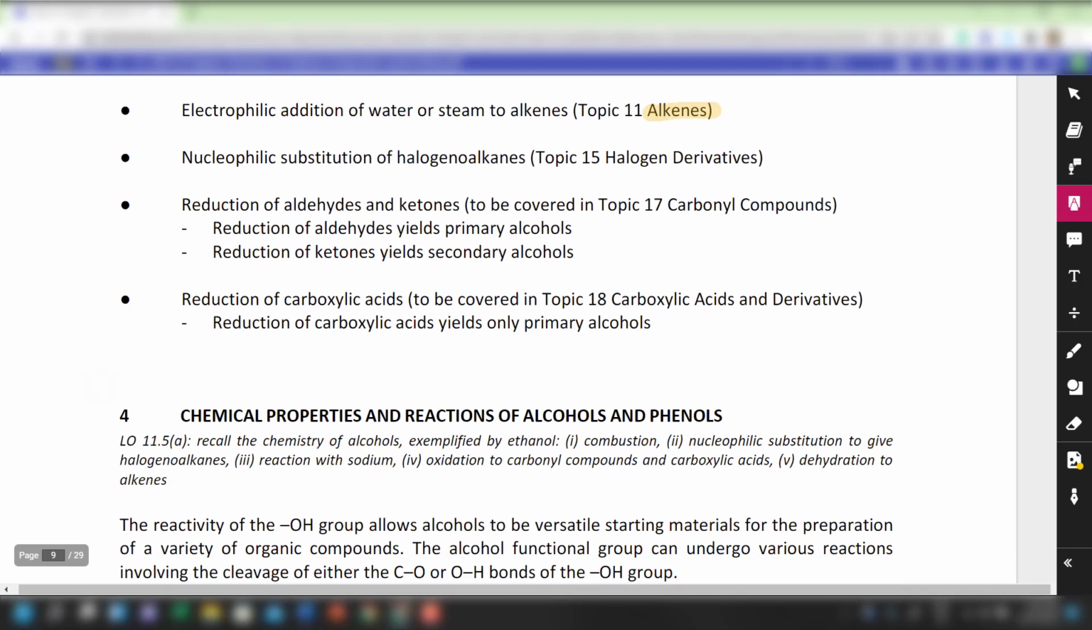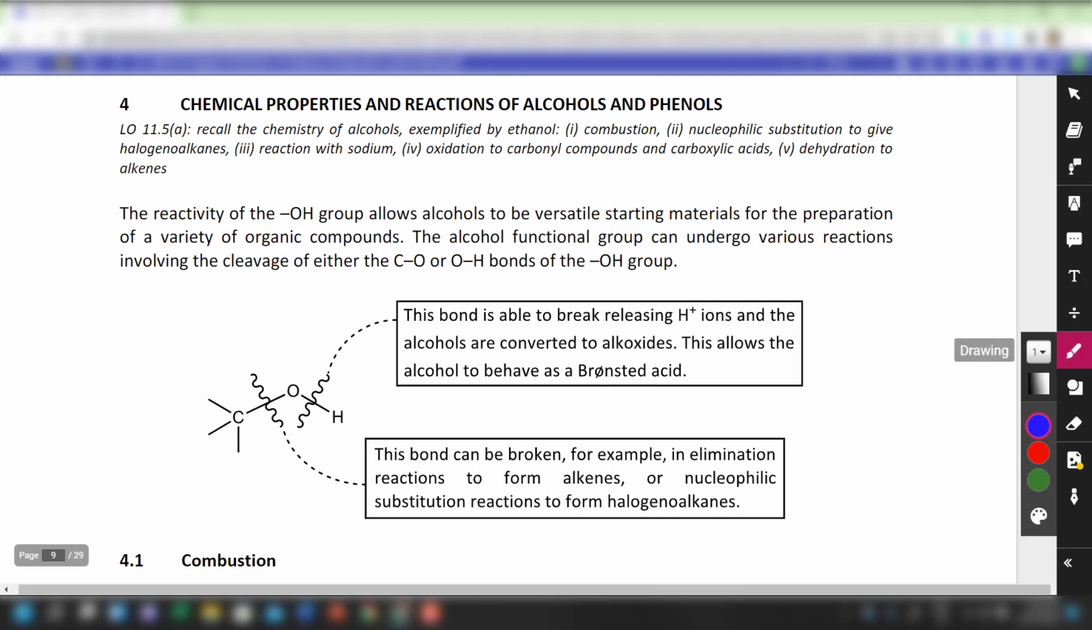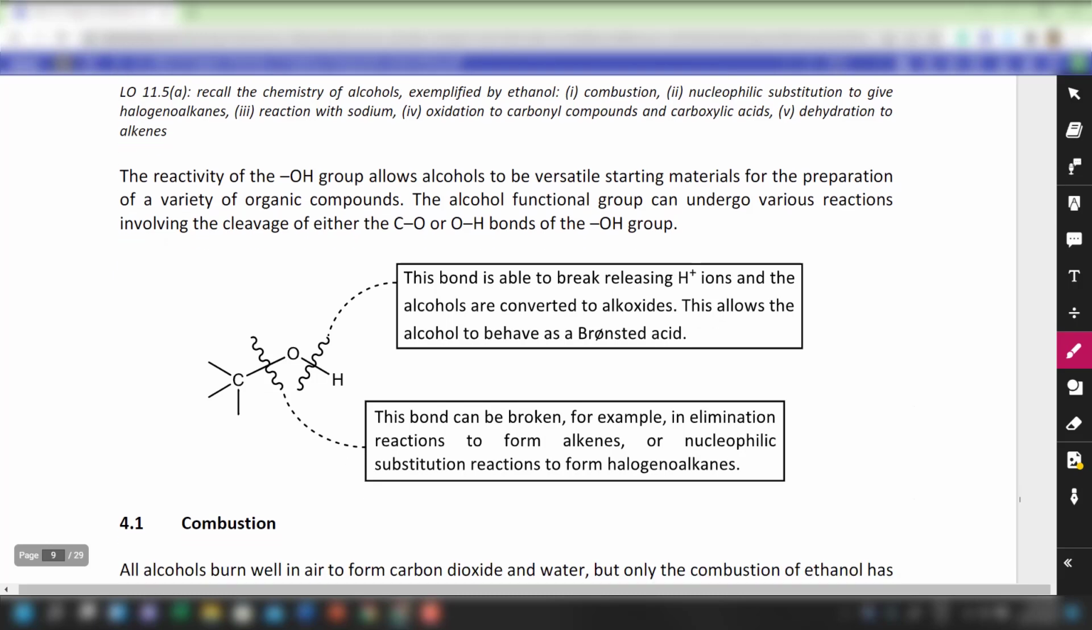So with that, we will straight away jump into the chemical properties and reactions of alcohols, which we think is a lot more important. The reactivity of the OH group allows the alcohol to be a versatile starting material. For a very simple reason, the OH bond is polar, so delta minus, delta plus, and the protonic hydrogen can easily be lost. If it's lost as H+, then the alcohol will be converted into what we call an alkoxide. On its own, it can behave either as a nucleophile or as a base.